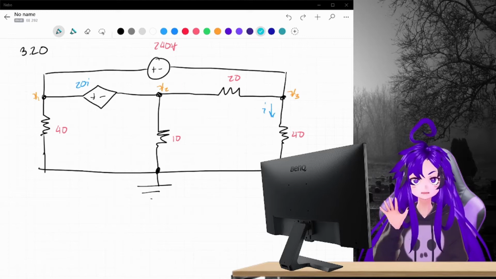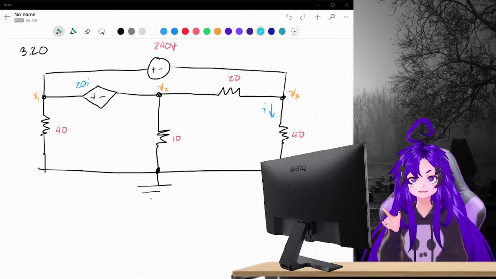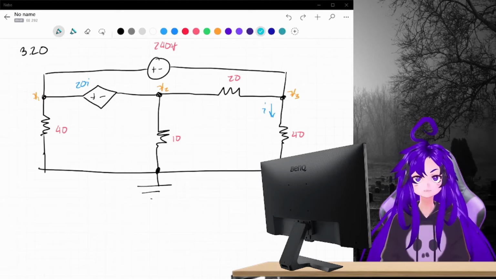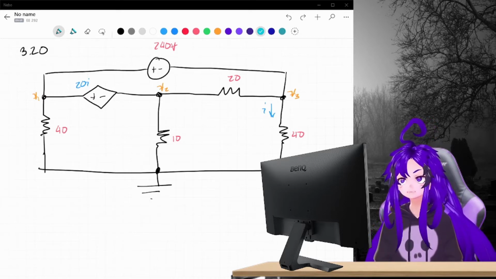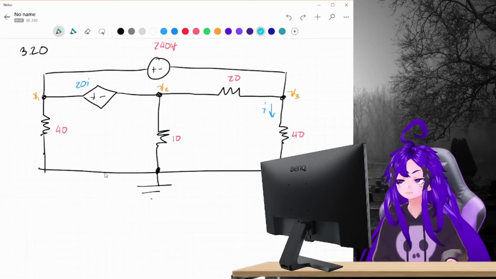Your TA here. So we had some confusion in office hours about 3.20 in the homework, and it's kind of a beast, so I just wanted to cover it. So this is a reference node problem. I'm sorry, this is a supernode problem.